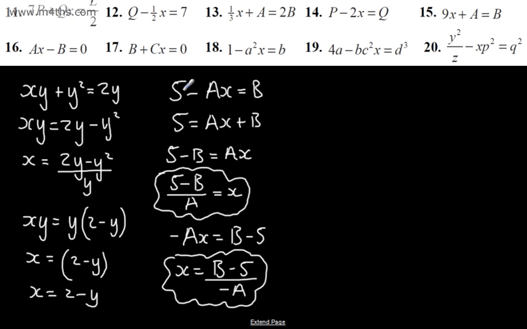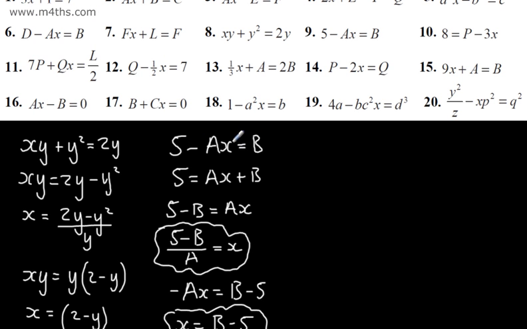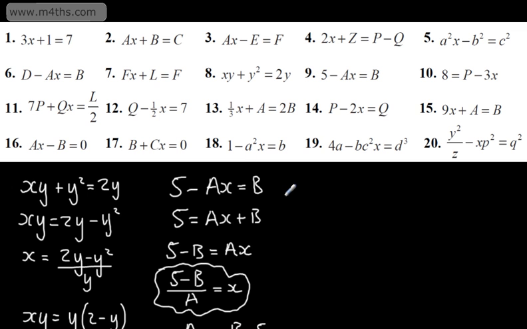I would personally subtract the 5 from both sides and divide by negative a. The way I see it, x started its life off, it was multiplied by negative a, and then it had 5 added to it. So I just work back from there. Okay, let's look at another one. This one right here, 7p plus qx is equal to L over 2. So we want to make x the subject.